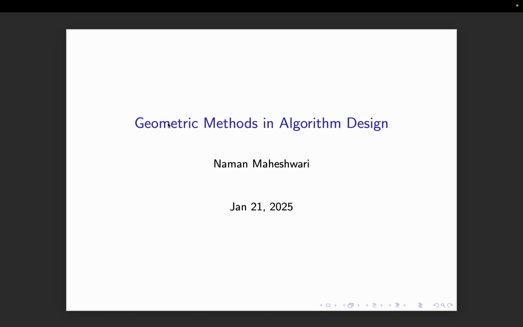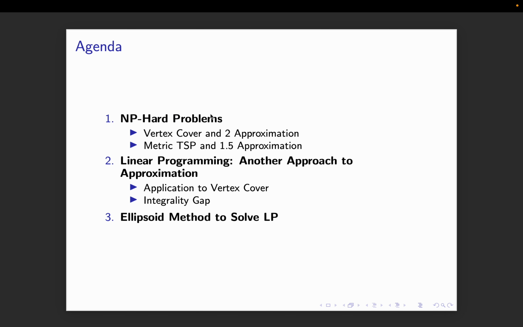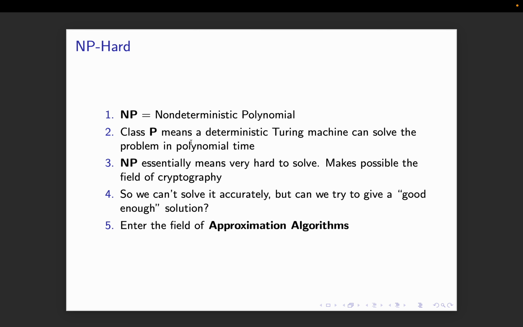So today we are learning the first lecture of geometric methods in algorithm design, and we are going to talk a little bit about NP-hard problems, specifically the vertex cover and the traveling salesman problem. And we'll talk about the notion of approximation and what 2 approximation or 1.5 approximation here means. Then we'll look at linear programming, another approach to approximation, and we'll see its application to vertex cover, and we'll talk a little bit about integrality gap. And then we'll do a little conceptual dive into LP, as in why linear programming works, and we'll demonstrate that with the ellipsoid method.